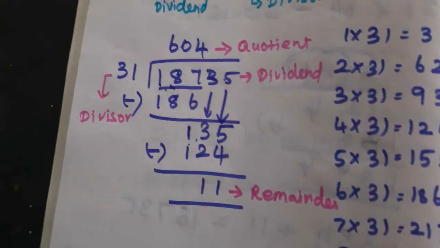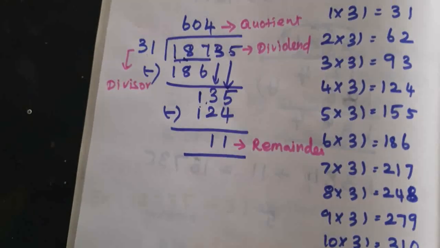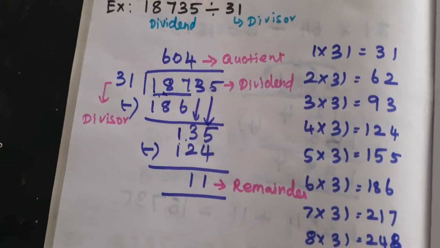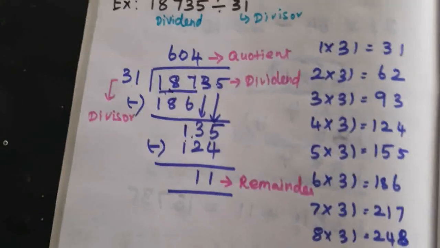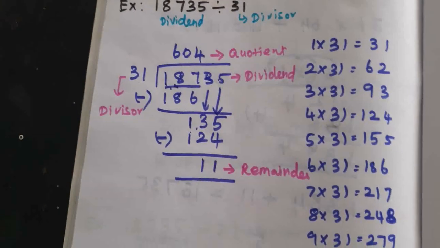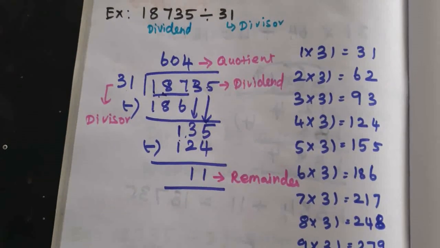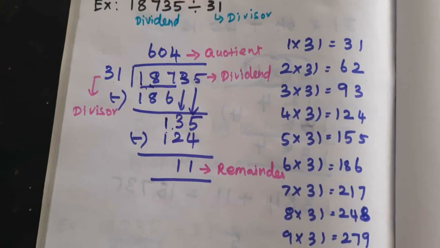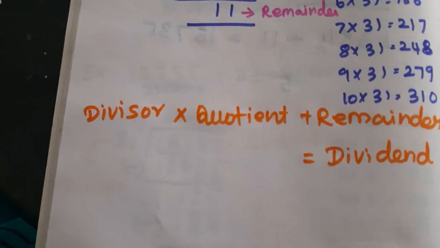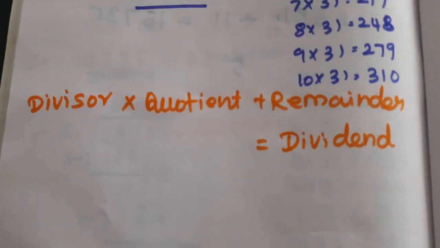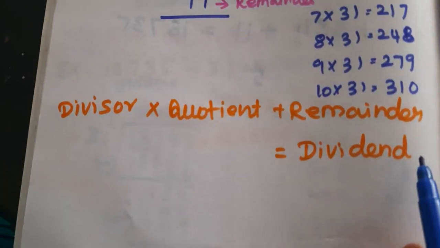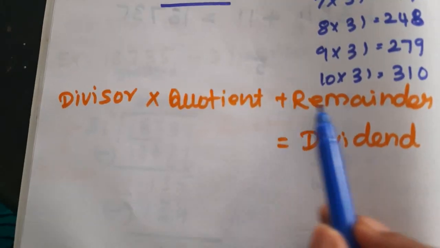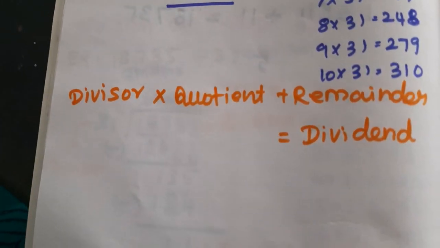18,735 is the dividend. Now we are going to check the answer, verify the answer. We have one formula. With the help of the formula, we are going to verify the answers. What is the formula? So this is the formula for verifying the answers in the division sum: divisor into quotient plus remainder equals dividend.